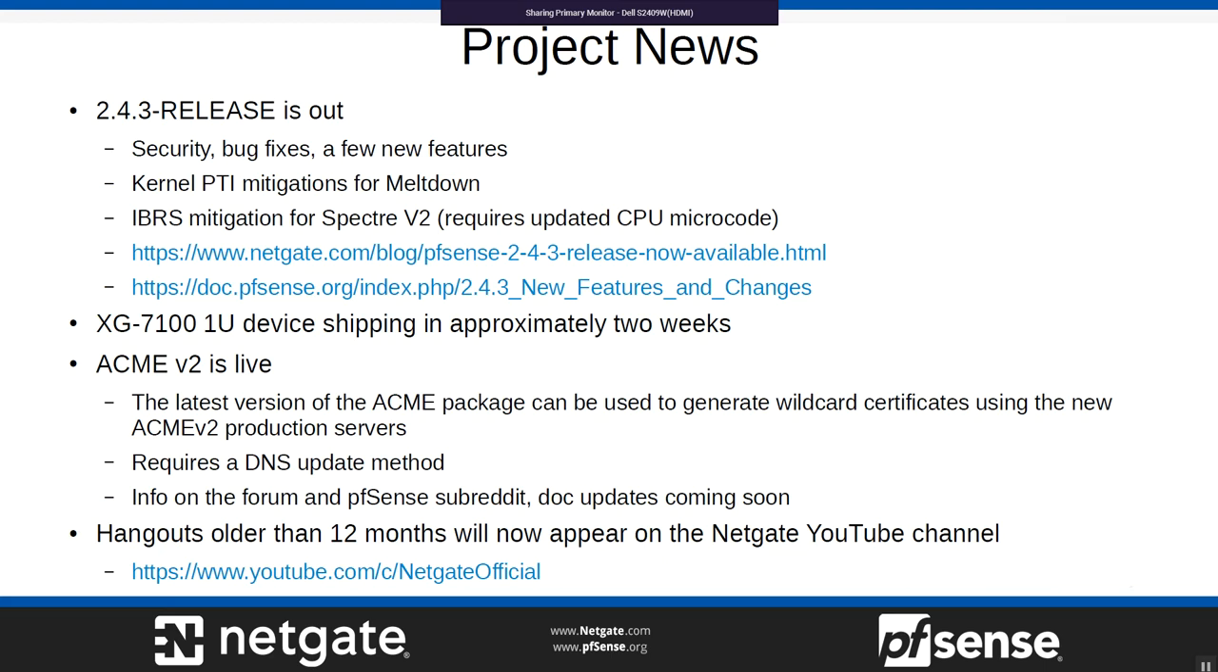The biggest ones people were waiting for were the kernel PTI mitigations for Meltdown and the IBRS mitigation for Spectre v2. That one does require a microcode update for the CPU, but there is also a microcode updater in there, so hopefully that'll take care of everything. Again, they weren't really relevant for how pfSense is used as an appliance, but still good to have those fixes in there for peace of mind. For more details about the release, you can check out the blog post link there and also the change log that's up on the doc wiki.